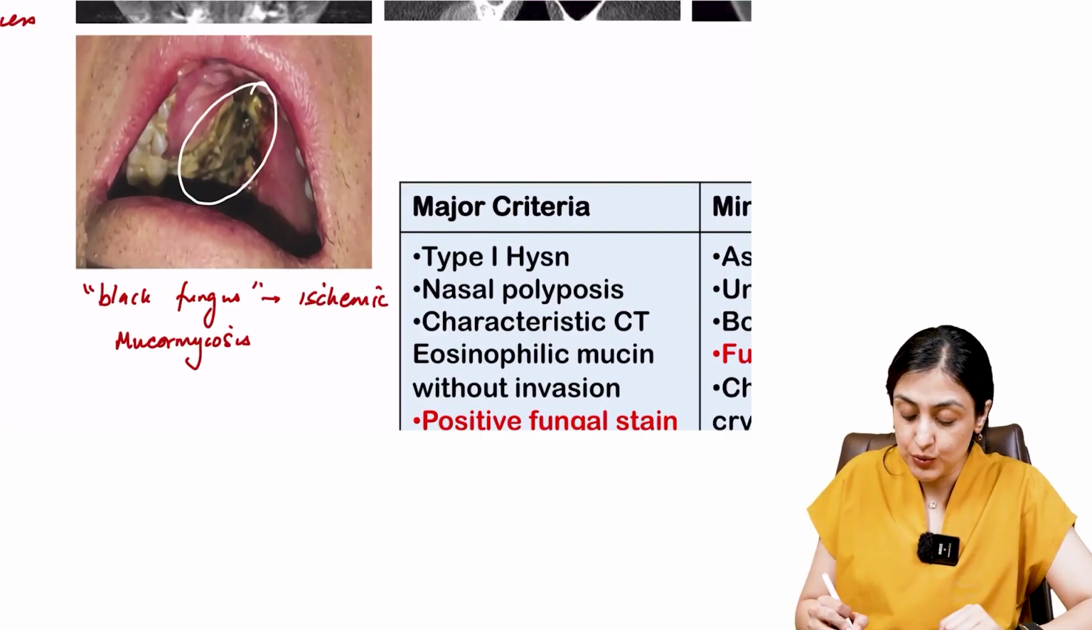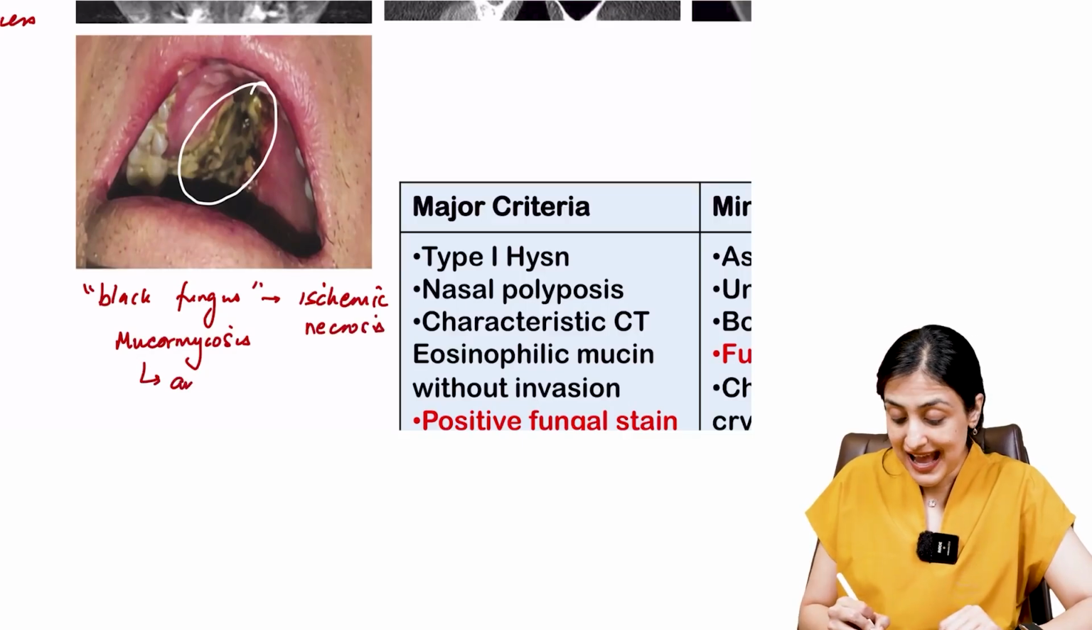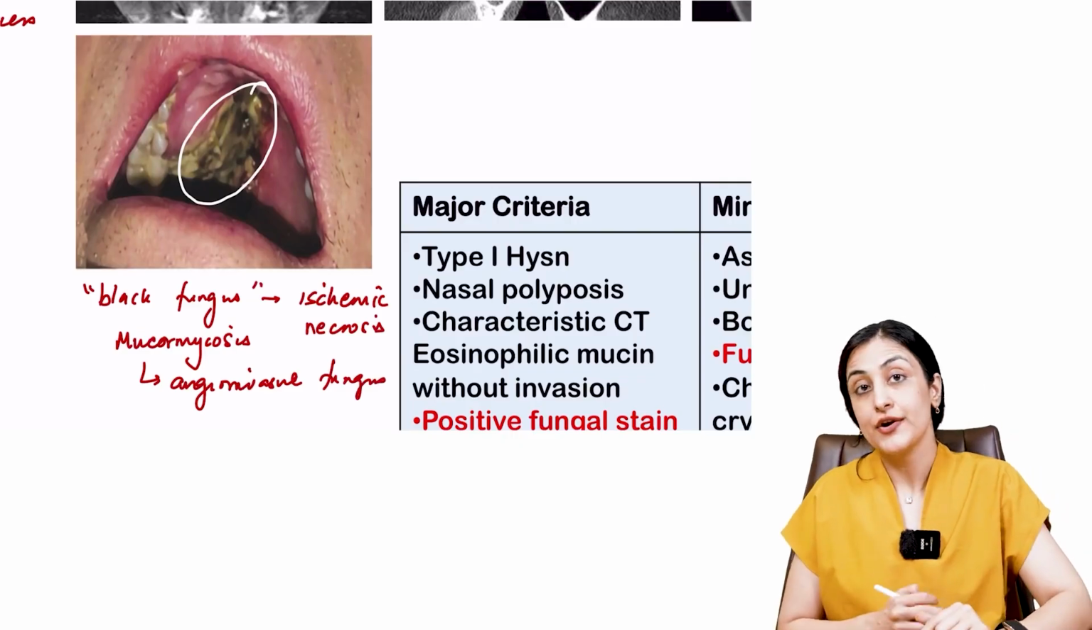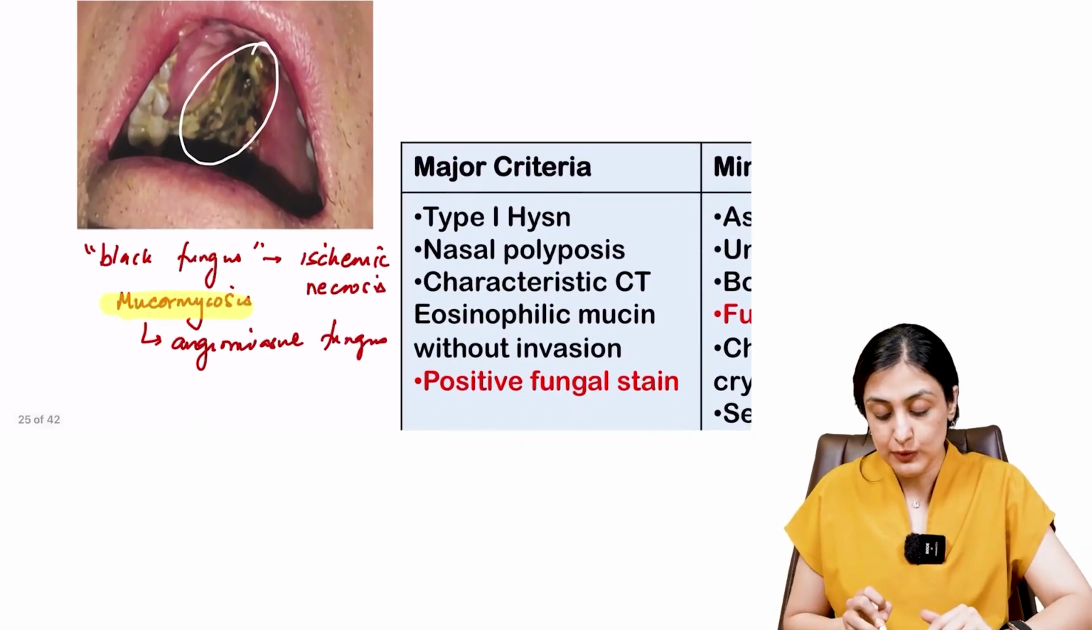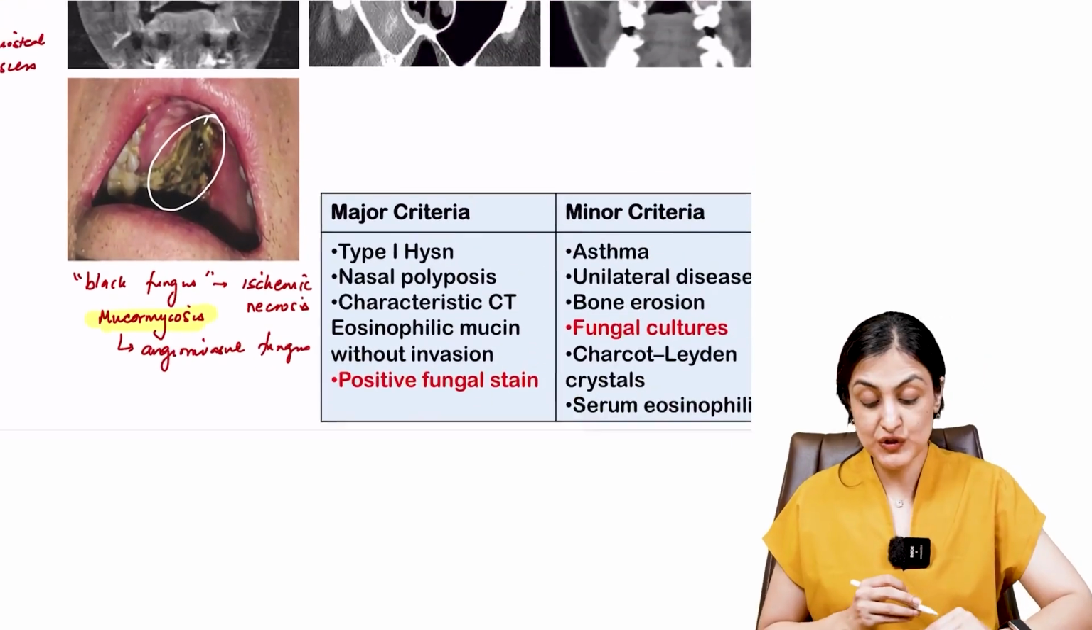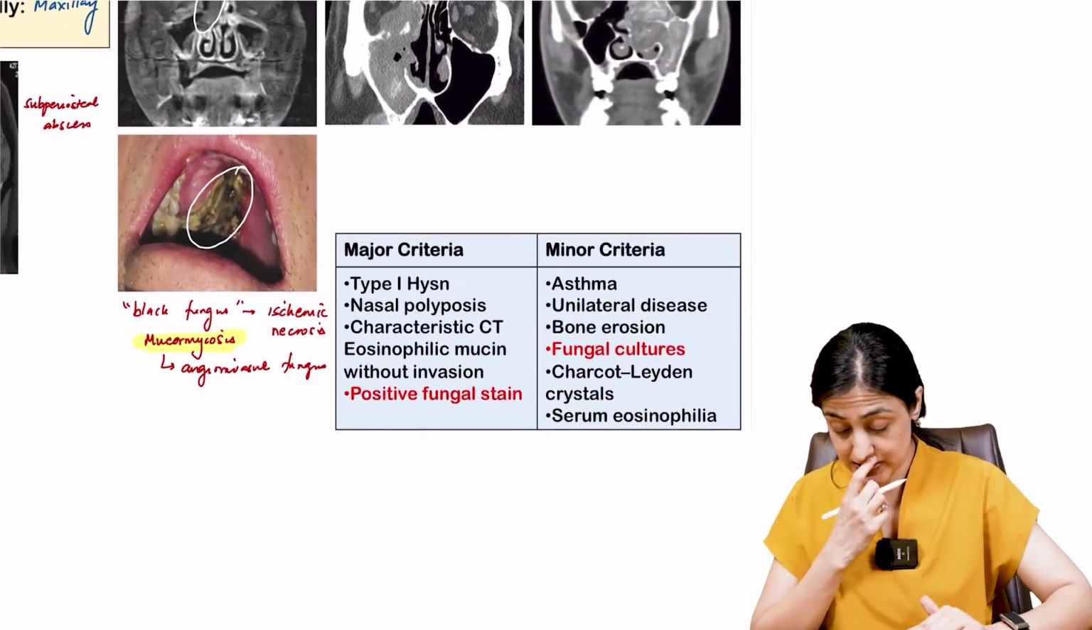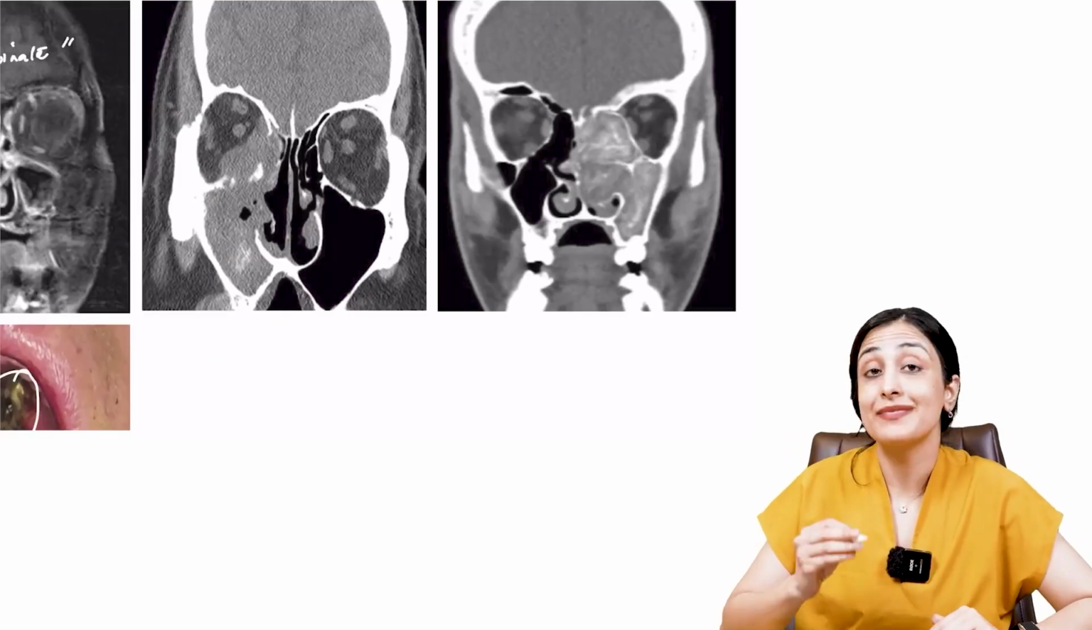Because it led to ischemic necrosis, because mucor is an angioinvasive fungus. It enters the blood vessels, right? So that is what is mucormycosis. So this is about mucormycosis. Now we go to aspergillus.